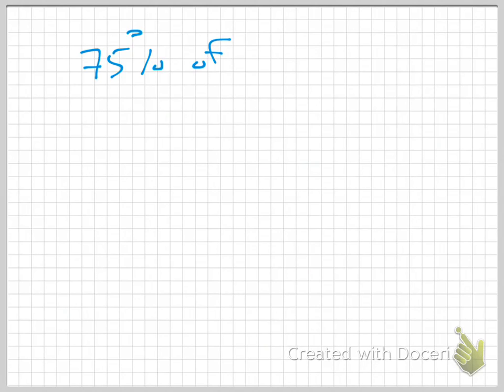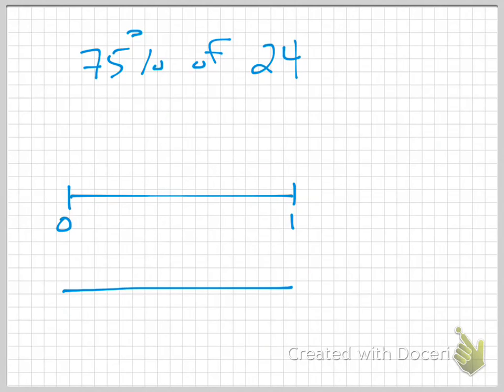What about 75% of 24? In your head. What would half of 24 be? 12, right? So think of this. If I take my number line, here's 0 and here's 1, and let's take the number 24 and say this is 24 pieces.